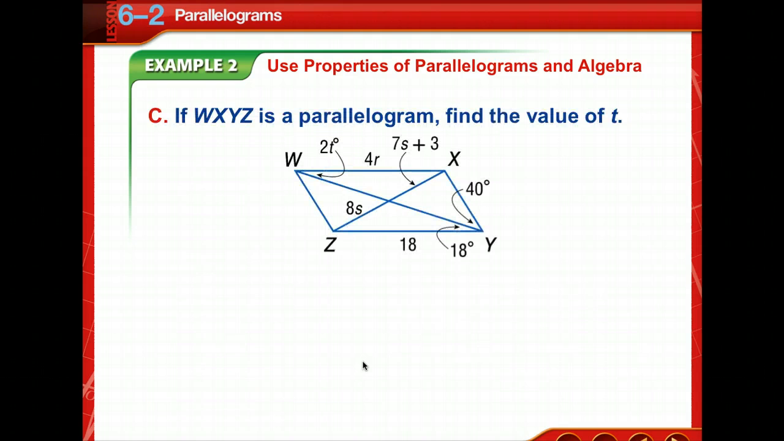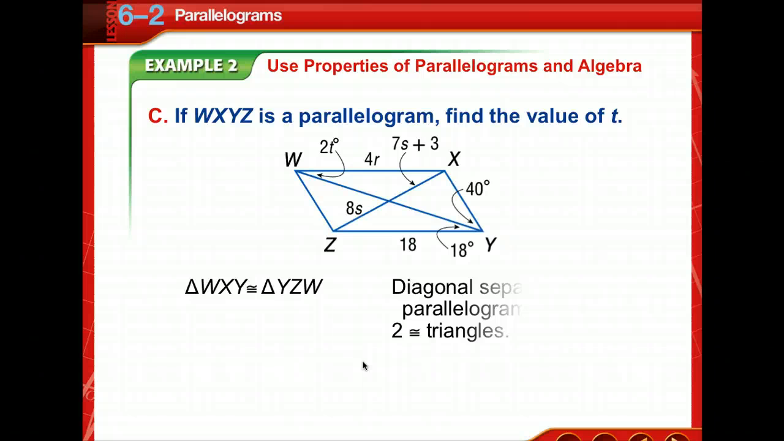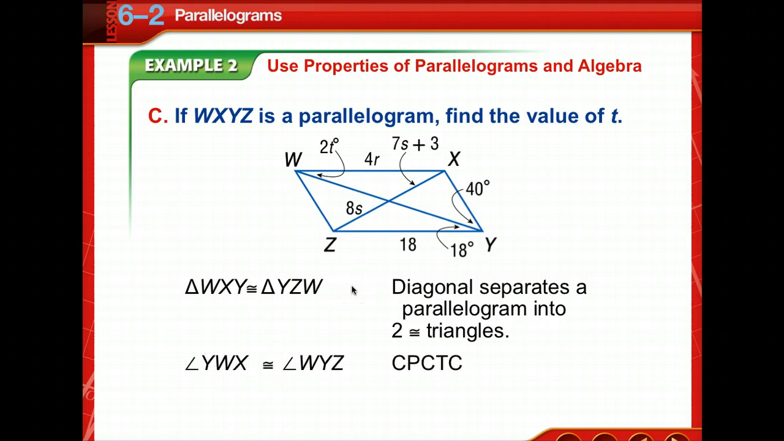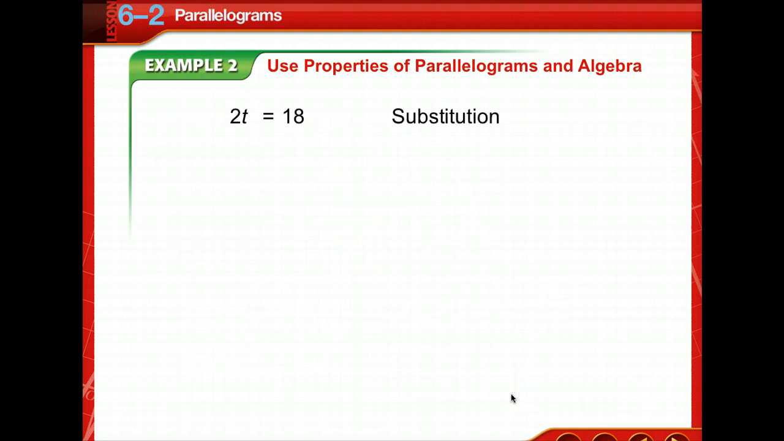And another one, we're to find the value of t. Now, a diagonal separates the parallelogram into two congruent triangles. So by corresponding parts of congruent triangles, we know that angle YWX is congruent to WYZ. So we can say 2t is equal to 18 and solve for t.